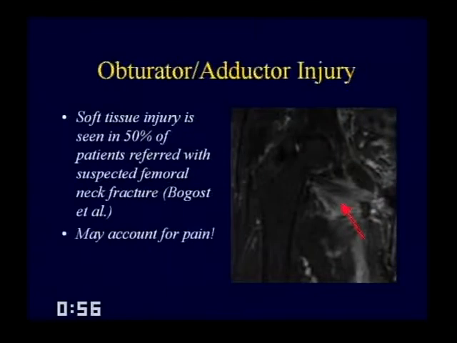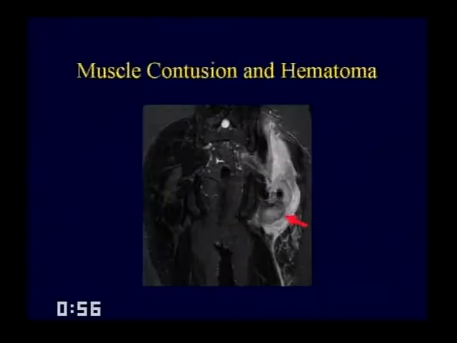Obturator and adductor injury, I kind of alluded to this earlier. Actually, soft tissue injury is seen in about 50% of patients referred with a suspected femoral neck fracture. And this can really account for the pain. So that's why we get these T2 weighted coronal images with fat suppression. And if we see this obturator strain, we mention it because that can really be painful even if we don't see a fracture. Muscle contusions and hematomas.